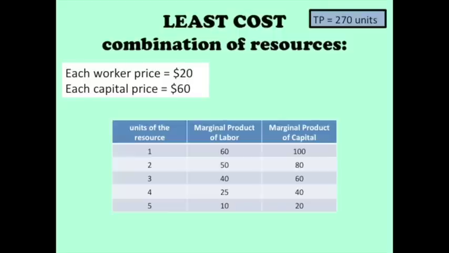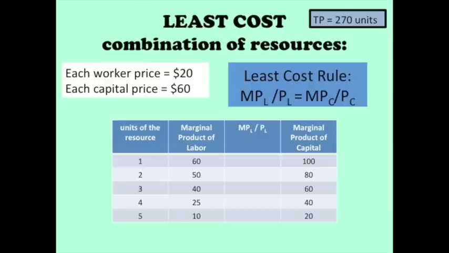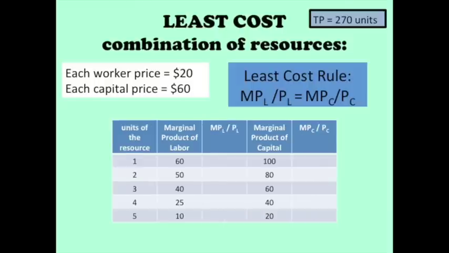So the least cost rule says that if a business wants to make a certain output, like in this case 270 units, they should hire resources in a combination such that the marginal product per dollar spent on one resource is equal to the marginal product per dollar spent on the other resource. So now I'm going to add columns to this table, one for marginal product per dollar spent on labor, and another for marginal product per dollar spent on capital.